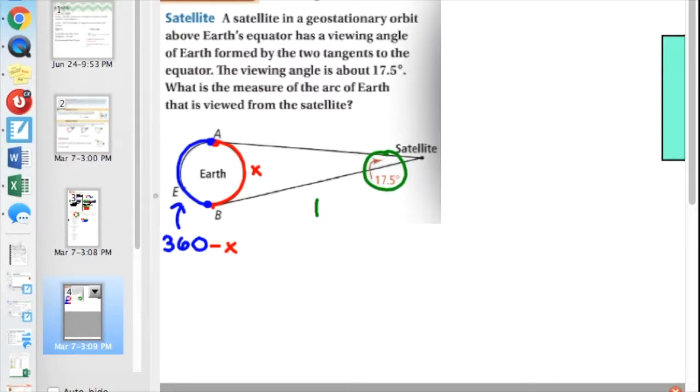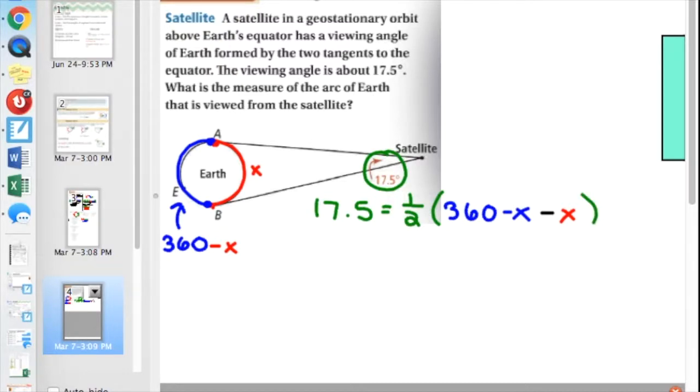Okay, so the angle outside my circle has a measure of 17.5, and I know that it is equal to half of the subtraction between its 2 intercepted arcs. Now its bigger arc is 360 minus x. And remember, when I'm outside my circle, I feel negative, so I'm going to subtract the measure of its smaller arc, which is x. Okay? So here is my expression to deal with.